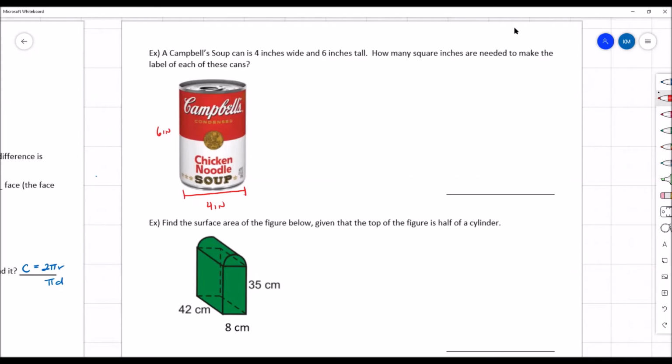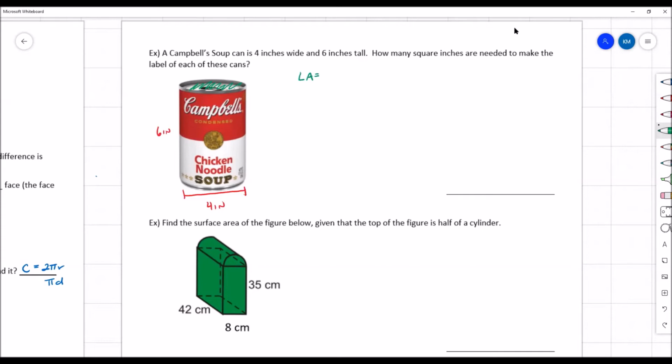For this, it's only asking us about the label. Notice as you look at the can, there's not a label on the top of the can, right? The top of the can stays clear, so there's nothing up here. We don't need a label up here. And you might not know, but on the bottom of the can, there's not a label either. So what they're saying is we only need to cover the lateral face. So it's just asking us for the lateral area.